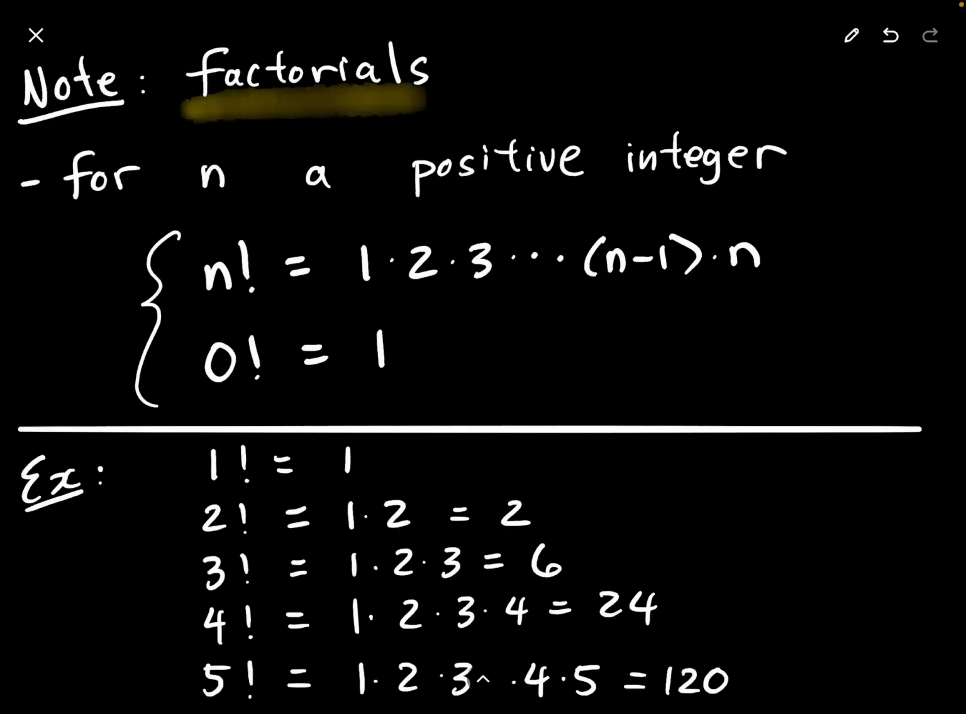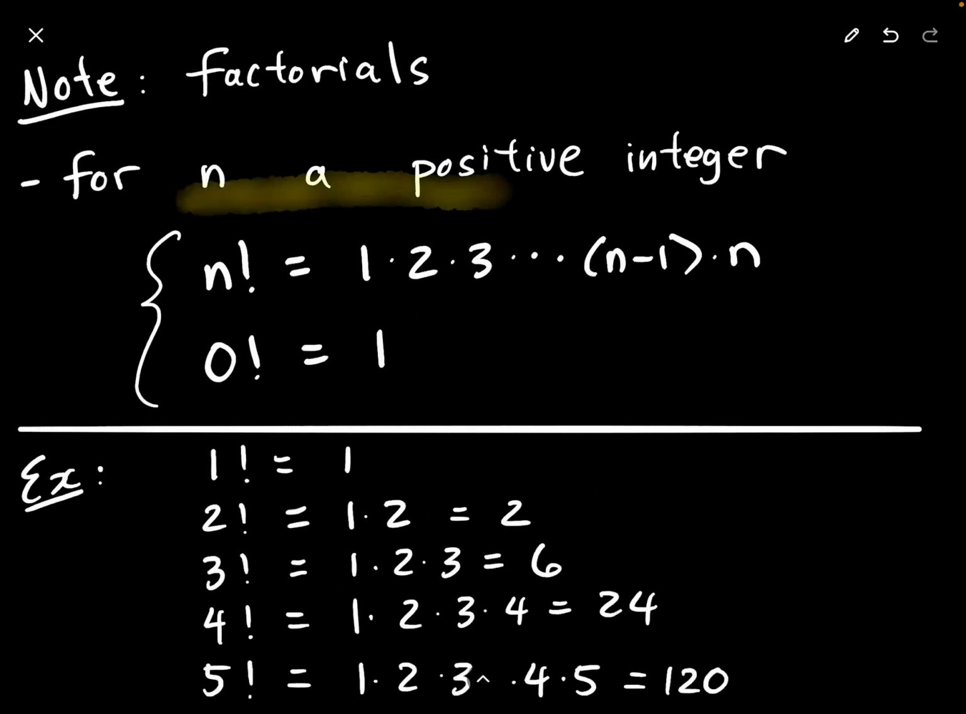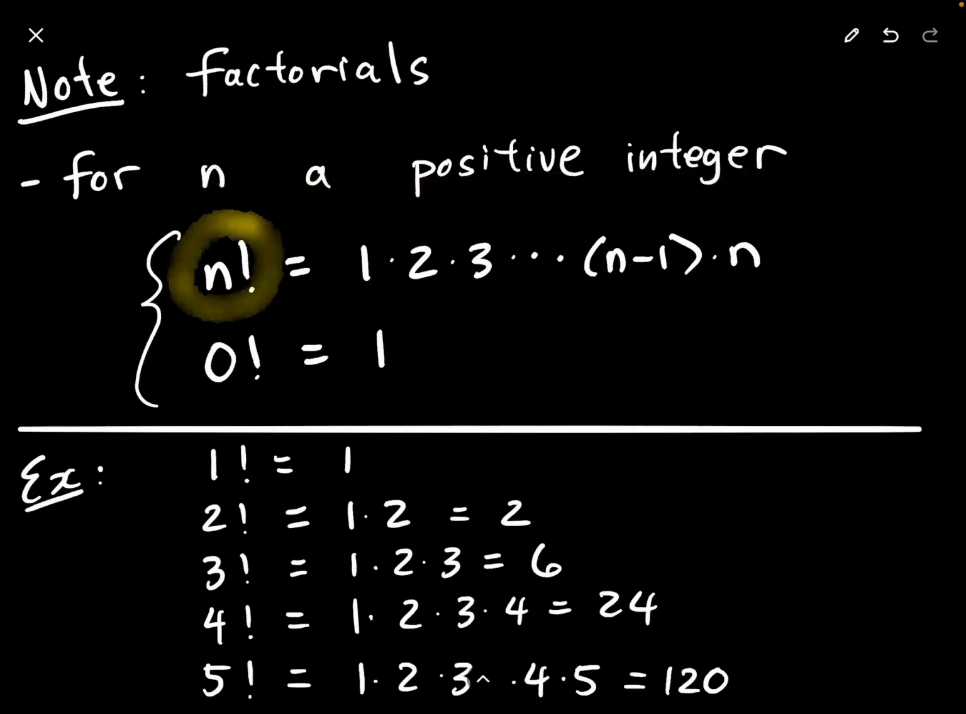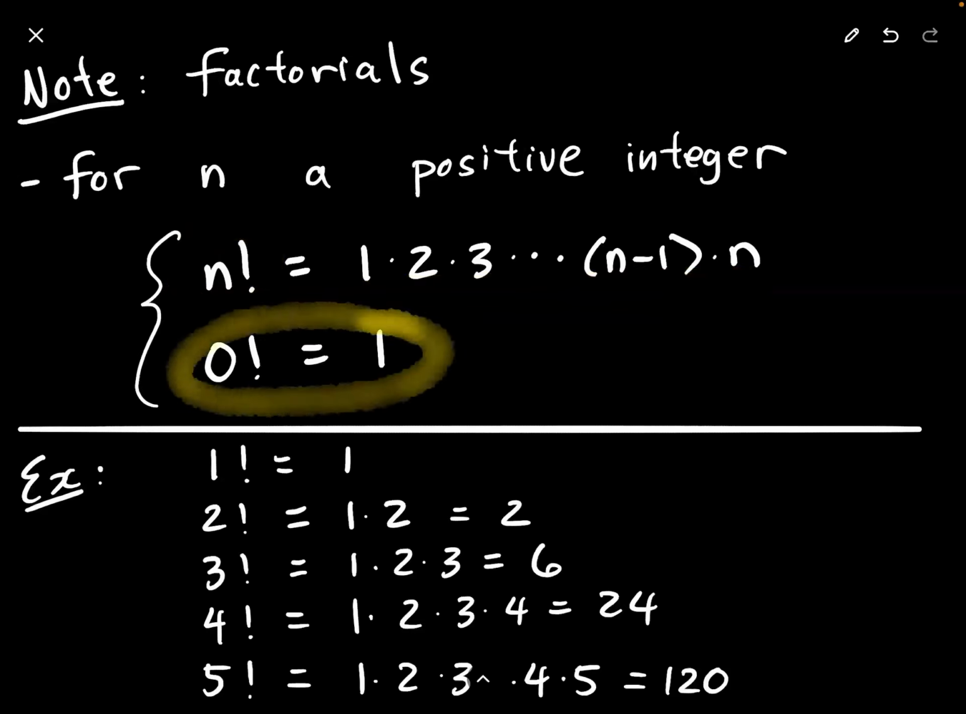Next, we have a note on factorials. For n a positive integer, this notation, n with the exclamation mark, is n factorial. So that will be equal to 1 times 2 times 3 and so on, until you get to n. And the special case 0 factorial is just defined to be 1.